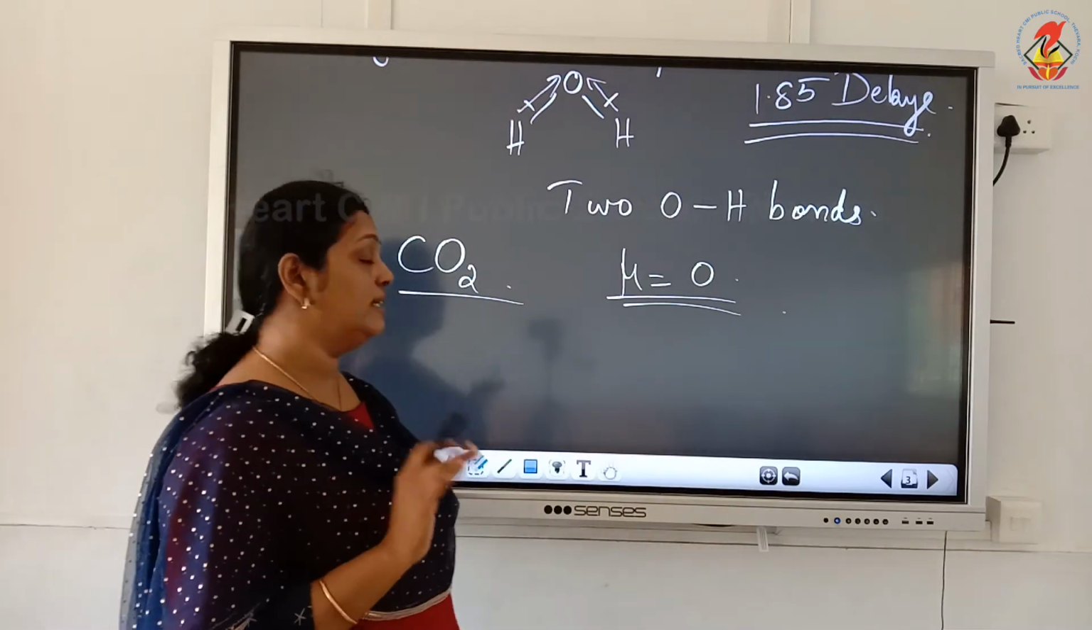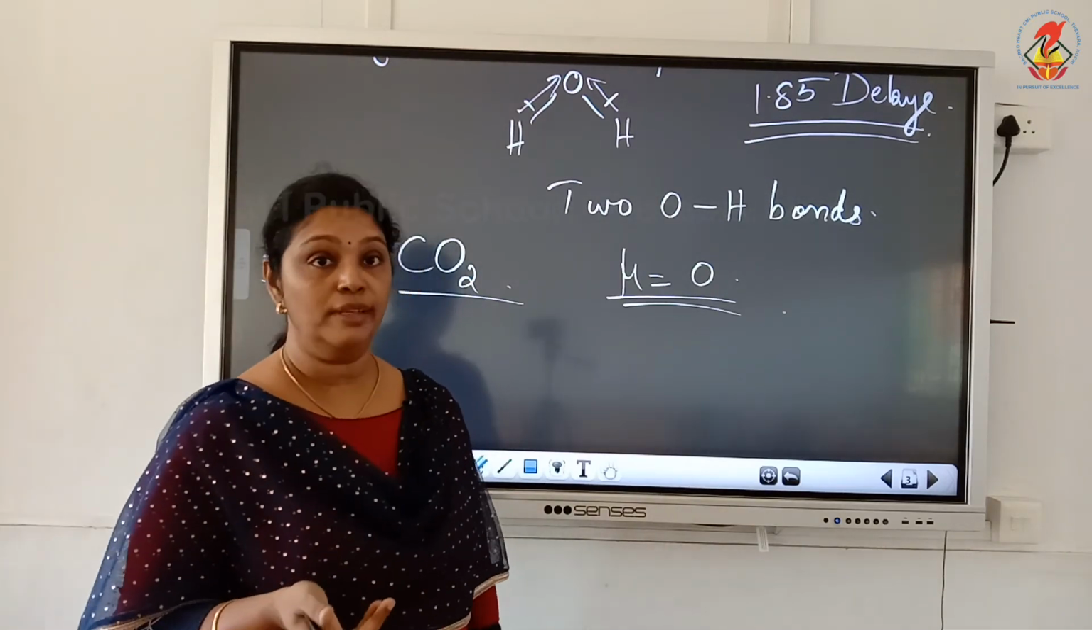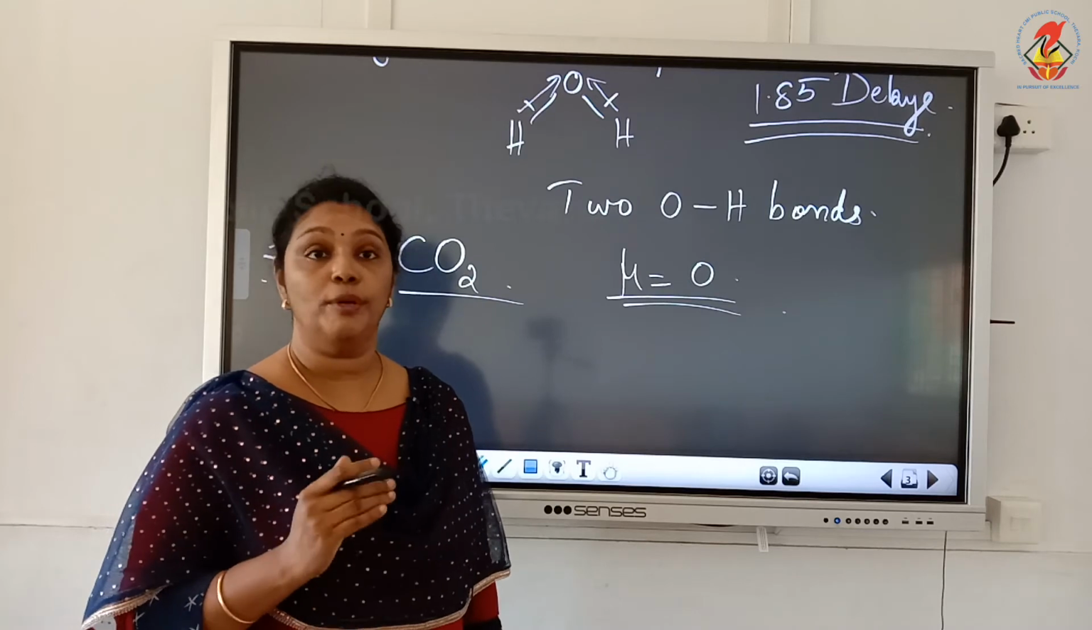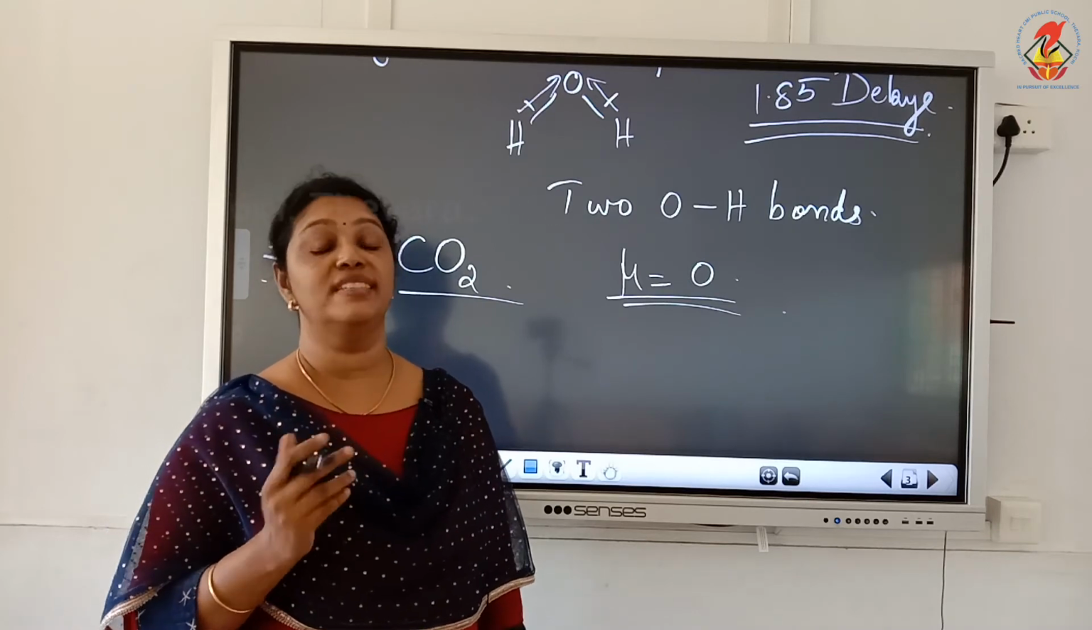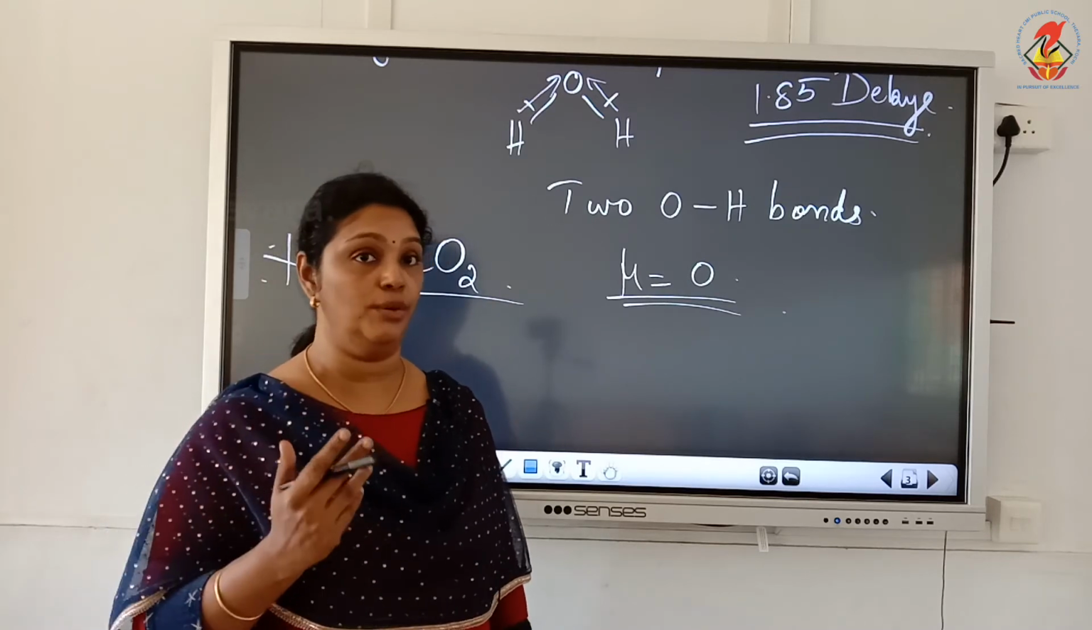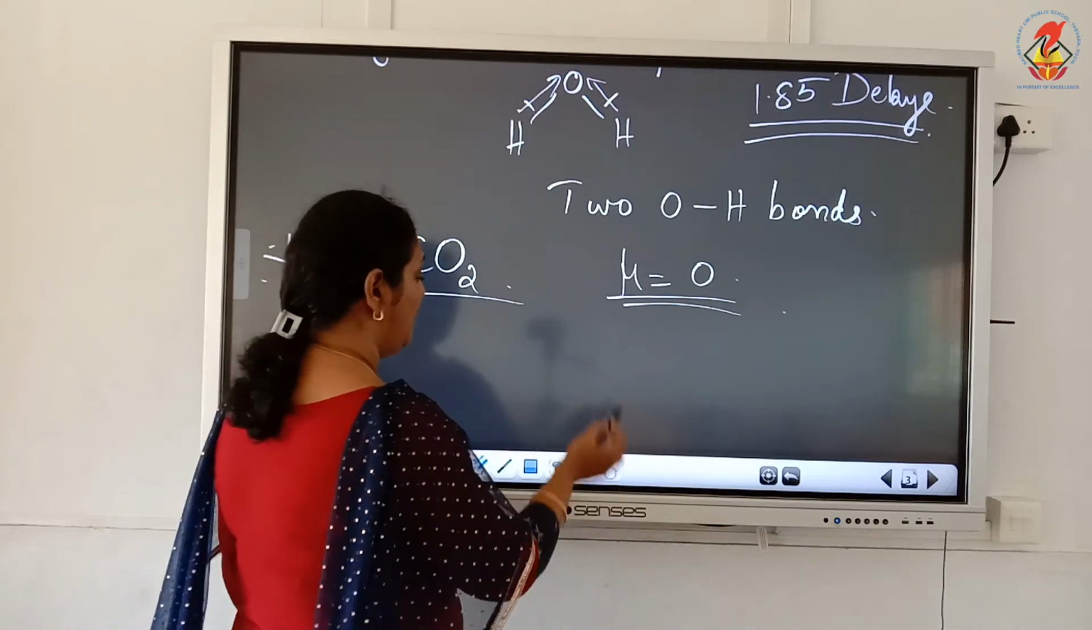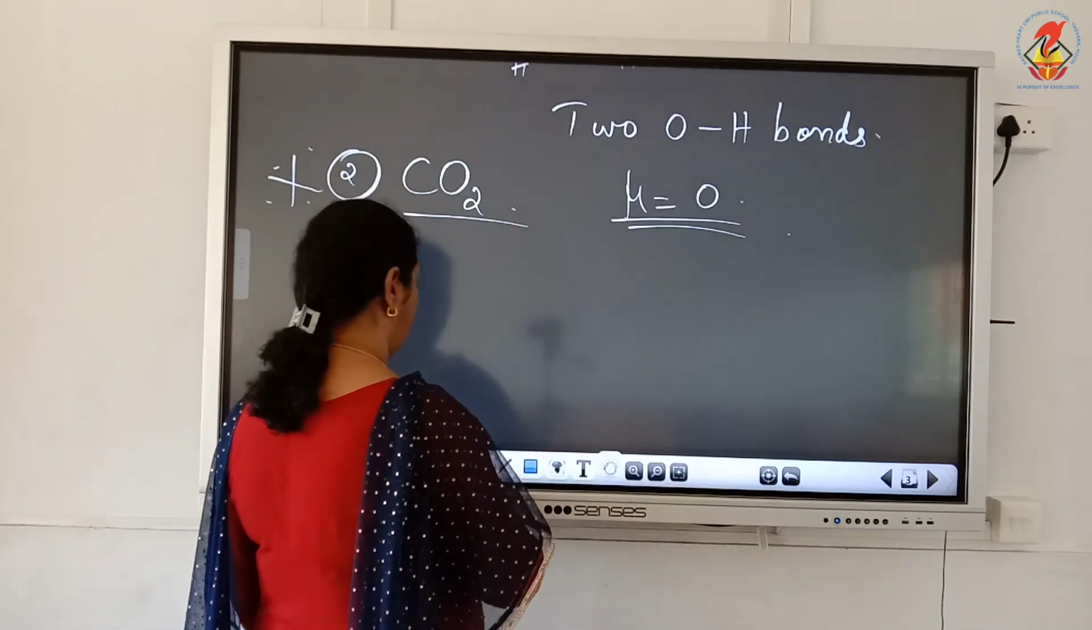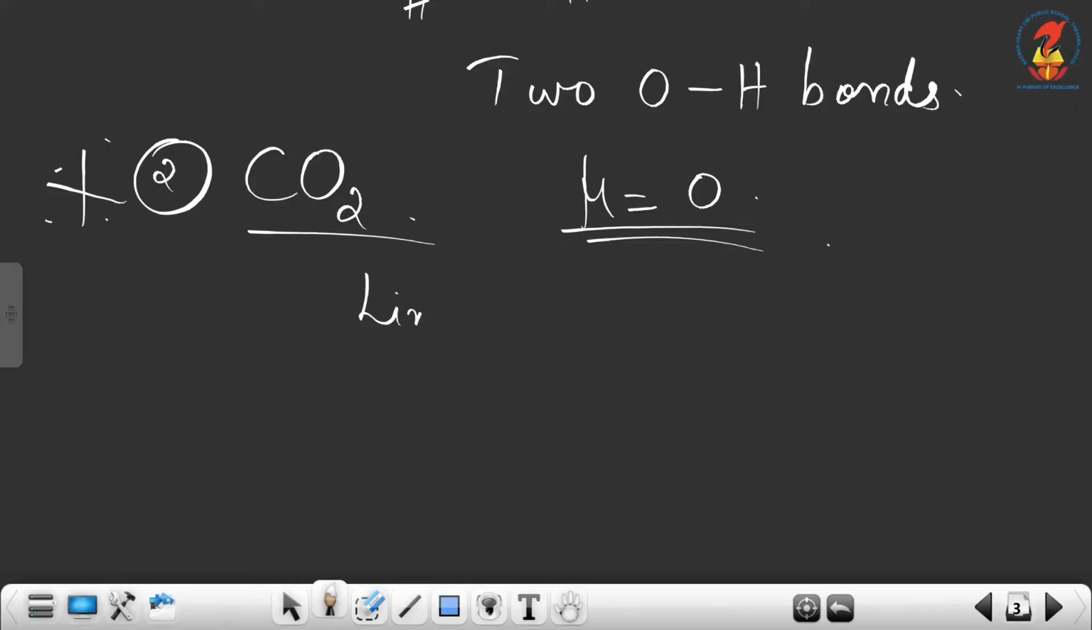Carbon dioxide is again a polar molecule, so it should possess some dipole moment value, but its dipole moment value is equal to 0. The reason is based on the structure of the carbon dioxide molecule. The structure of carbon dioxide is linear in shape. So I am going to draw the carbon dioxide molecule, carbon with double bond O, double bond O. Okay, these are all the Lewis structures, but we are not showing the lone pairs here.